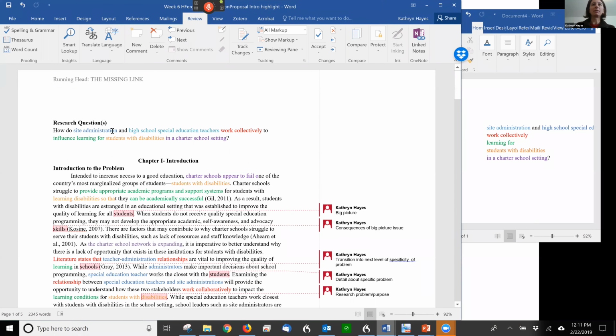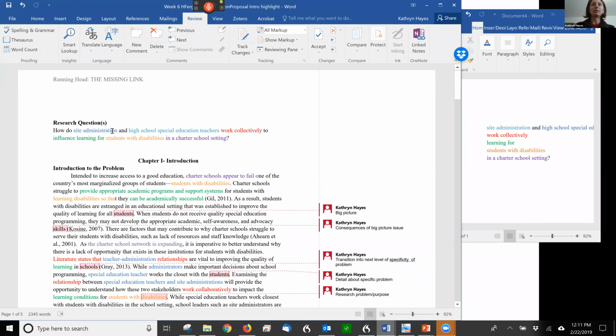All right, so in her introductory paragraph, it's actually a little bit like a problem statement, so there might be a little bit of repetition in here. But essentially you can see where she starts very broad at the very beginning. Intended to increase access to a good education, charter schools appear to fail one of the country's most marginalized groups of students, students with disabilities. Charter schools struggle to provide appropriate academic programs and support systems for students with learning disabilities so that they can be academically successful. So you can see she started with a very broad statement.